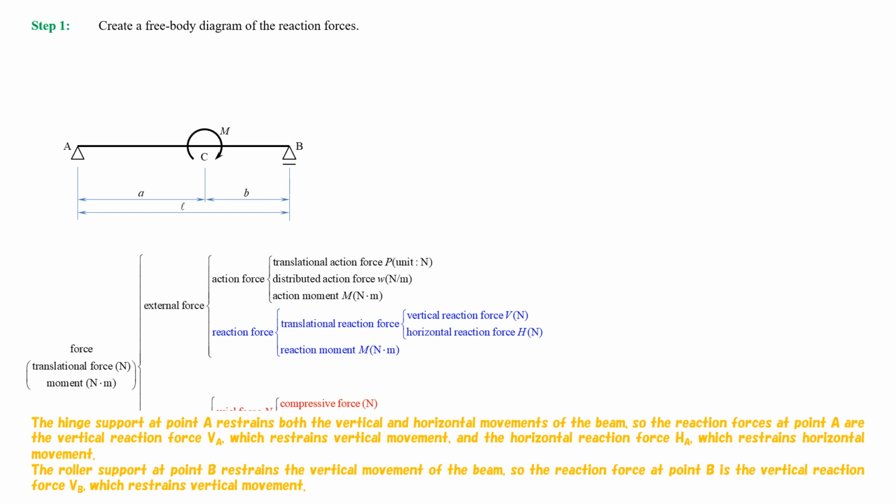The hinge support at point A restrains both the vertical and horizontal movements of the beam, so the reaction forces at point A are the vertical reaction force, VA, which restrains vertical movement, and the horizontal reaction force, HA, which restrains horizontal movement. The roller support at point B restrains the vertical movement of the beam, so the reaction force at point B is the vertical reaction force, VB, which restrains vertical movement.